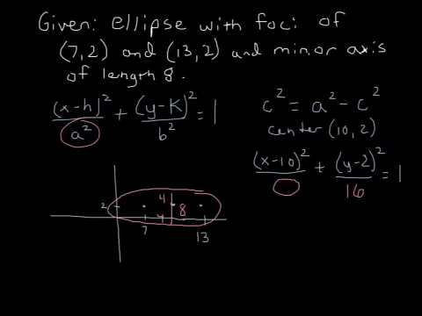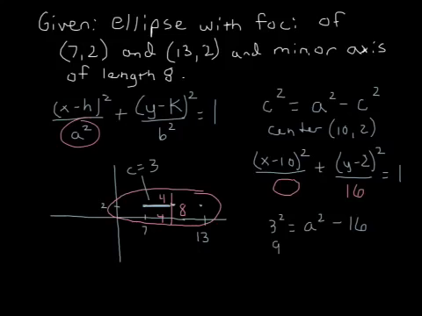So my distance c is this distance right here. Okay, and that was basically half of that focal distance. So we went from 7 to 13 with 6 places. That tells me that c would be 3. So my formula, I have c squared equals a squared minus b squared.